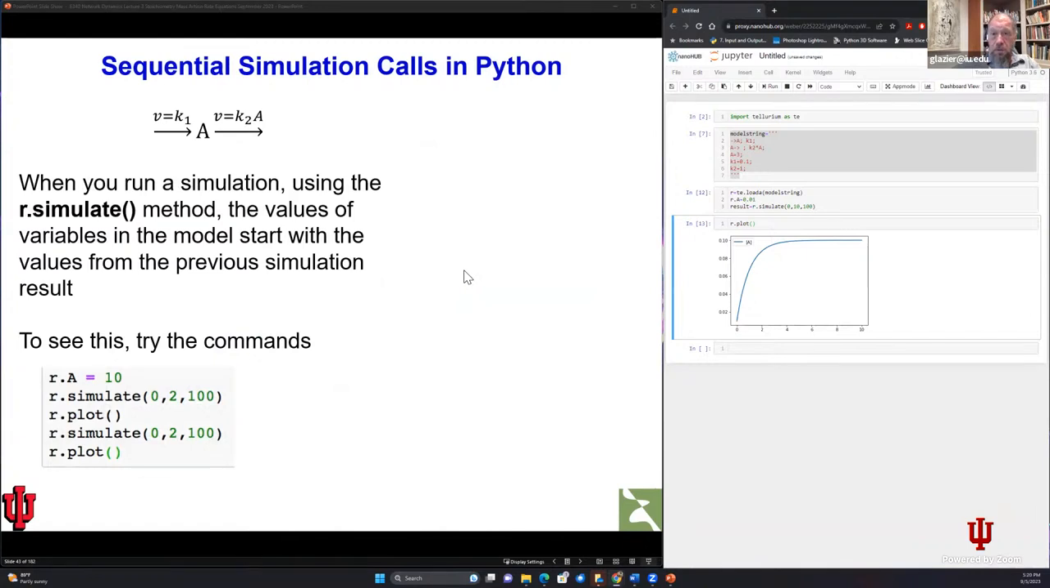Now, something that is important to know is that the simulate function continues from the values that were left at the end of the previous simulation. And so if I do r.simulate 0 to 10, well, by 10, I'm already done. So why don't I just simulate from 0 to 1? I'm starting out. Now let me run this again. I don't want to overwrite A this time. I don't want the te.load A either. I want r.simulate. I'm going to simulate again. And I'll plot again.